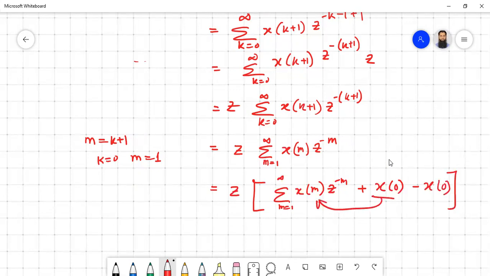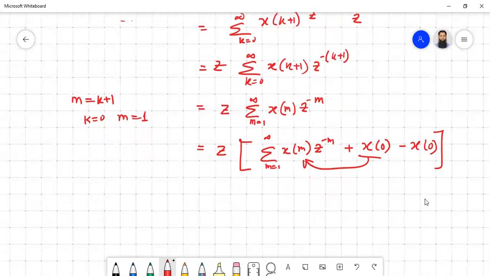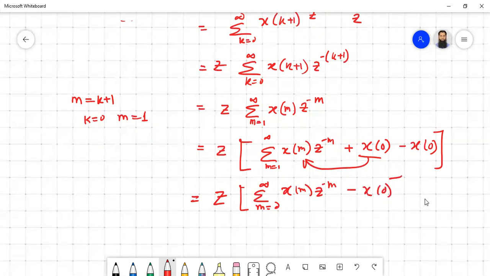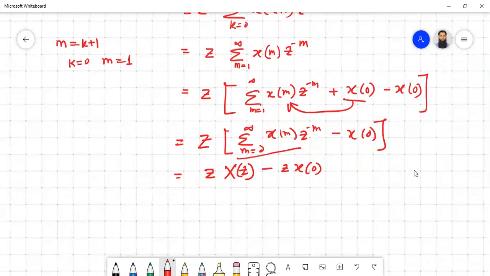So now this one can be added with this one, and we can find the range that is from m equal to 0 to infinity, x(m) z to the power minus m, minus x(0). So now what we have is z, and now we can write this one as z X(z) minus z x(0). So the initial value has to be subtracted. So this gives you the z transformation of a positive, time advanced signal, x(k+1).